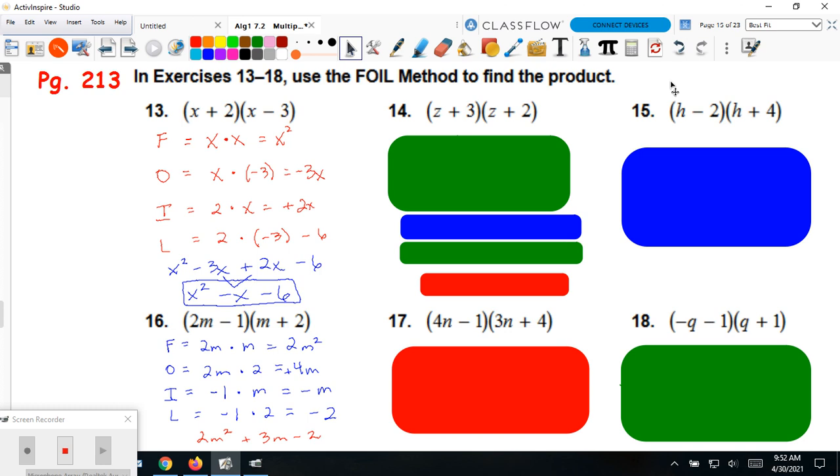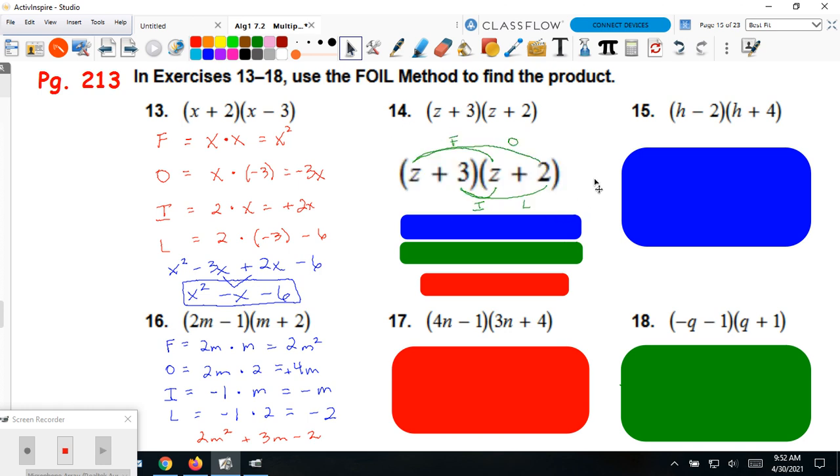Alright, so hopefully you have answers now for these four, 14, 15, 17, and 18. So number 14, you should see there. I'm going to show it to you kind of like this as well. You could do it this way. I did it like this, and that's fine. But you can also do it this way.